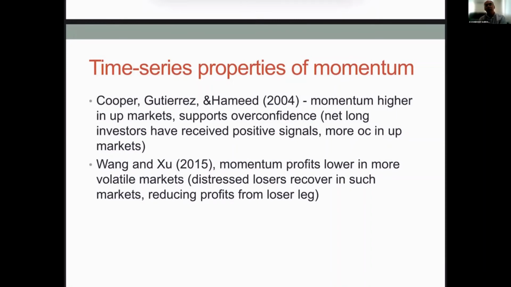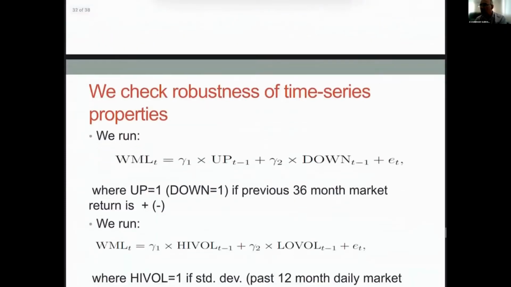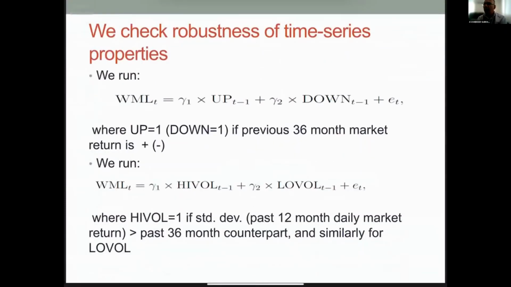And what we wanted to see was whether these results are robust to the international data as well. So the tests we run out of sample are that we run a regression of the time series of momentum returns, which means the WML portfolio returns, in the following way, on two variables, up and down, where up equals 1 if the previous 36-month market return is positive, and 0 otherwise. Then otherwise down equals 1, and up equals 0, and so on and so forth.